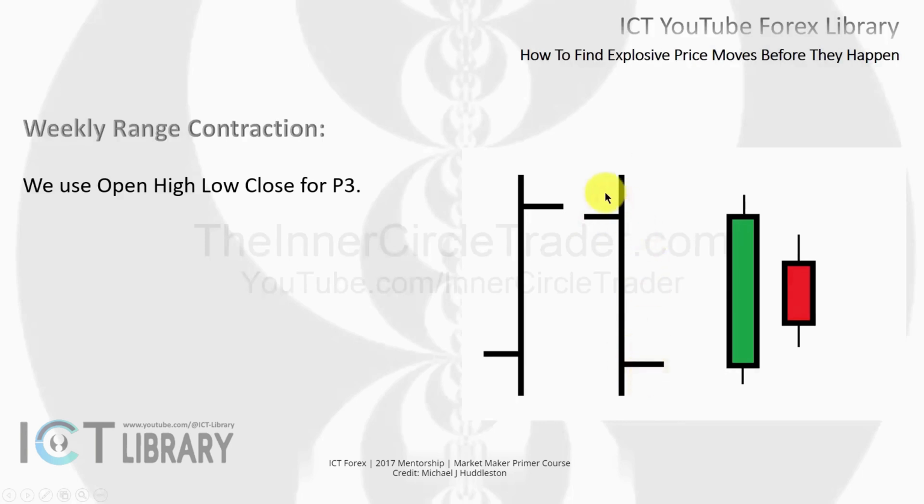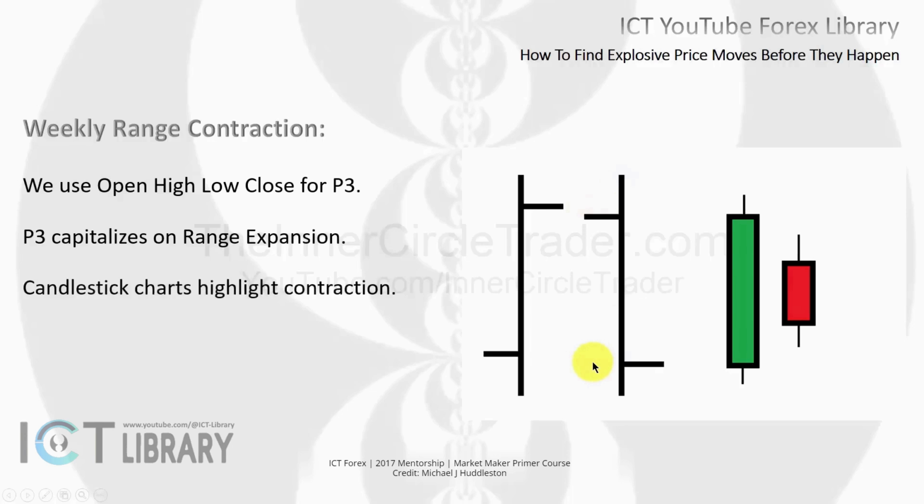Now, that's assuming that we know there's going to be a large range day or directional bias that lends well to this technique. Power 3 capitalizes on range expansion, so we have to know the likelihood of this phenomenon happening, otherwise we're going to do it wrong. So now, if the opposite of range expansion is contraction, how can we find that? Well, the candlestick chart helps highlight this.